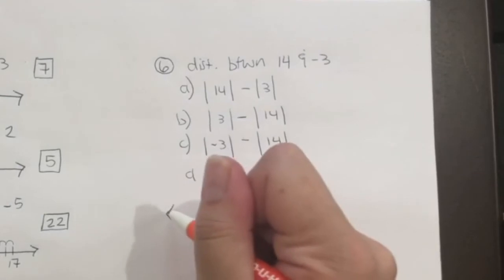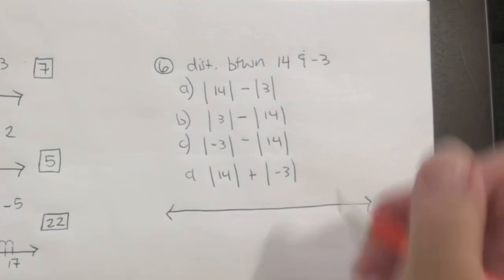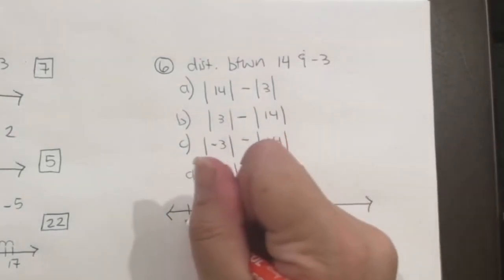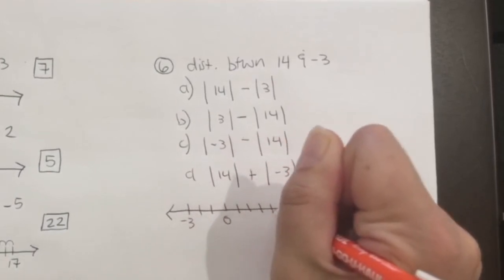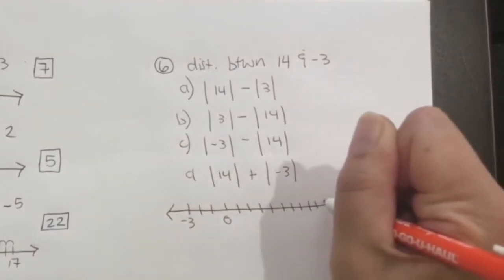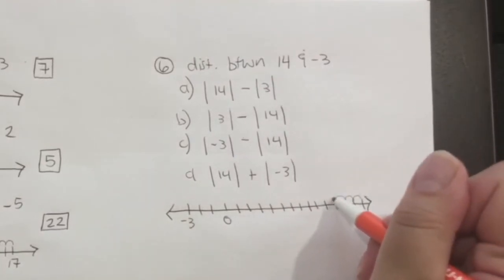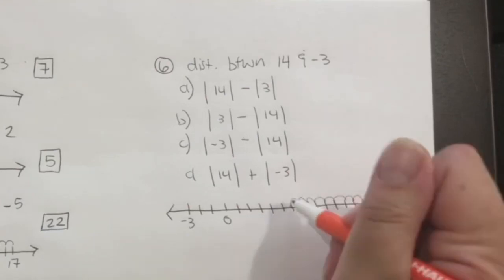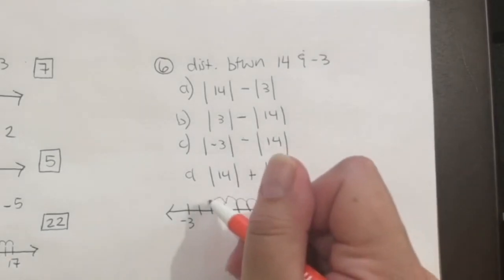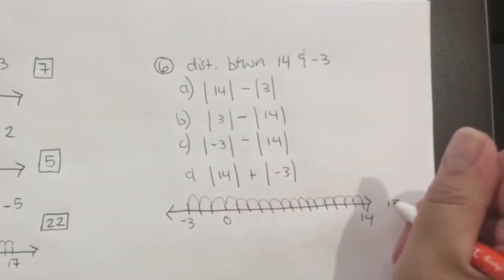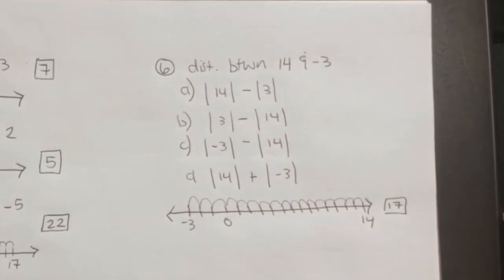So let's actually draw this out and see what we're looking at. So we've got 14 and -3. So I'm going to start with -3 down here. 2, 1, 0, 1, 2, 3, 4, 5, 6, 7, 8, 9, 10, 11, 12, 13, 14. So the distance is 17. So now we need to solve these and see which one equals 17.